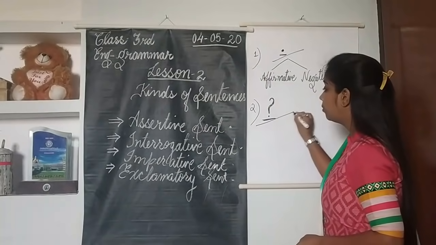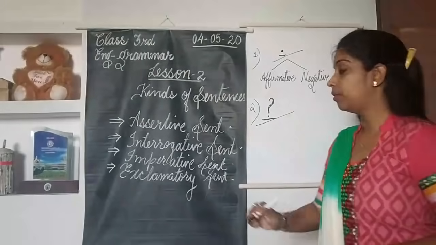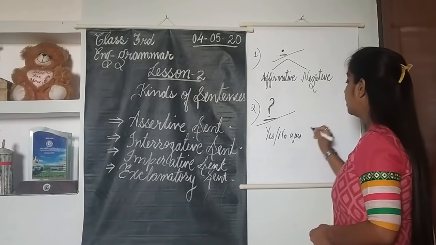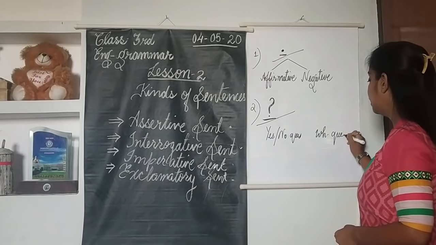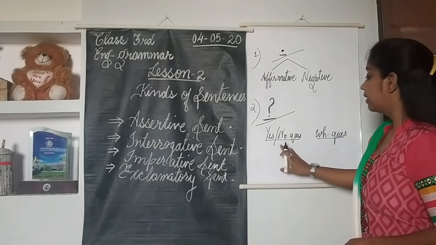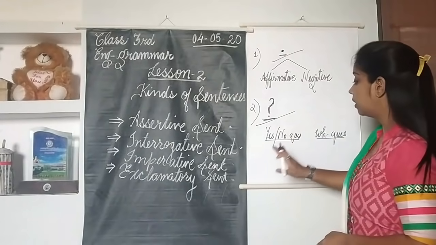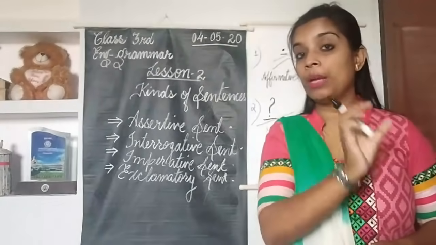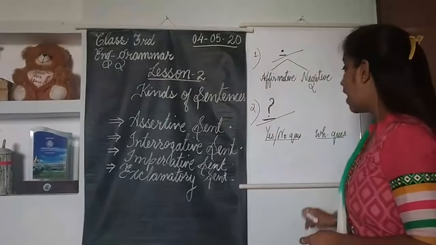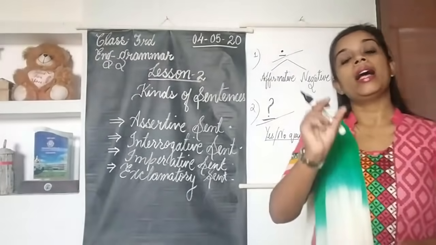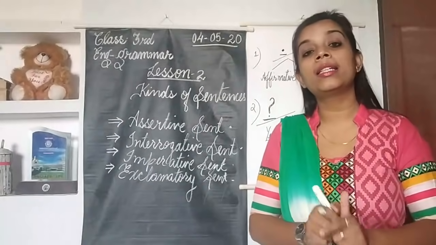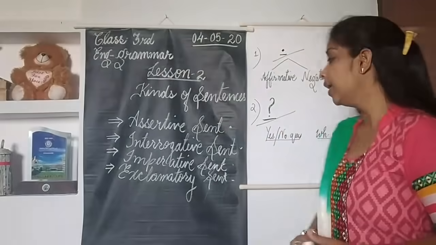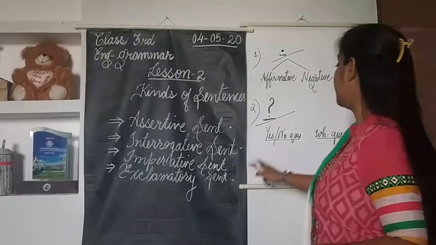The second thing I told you about interrogative sentences was that they are of 2 types: yes, no questions and WH questions. Yes, no questions are those which begin with a helping verb, like is, am, are, was, were, and they can be answered simply by saying yes or no. No much explanation is needed in yes, no questions.